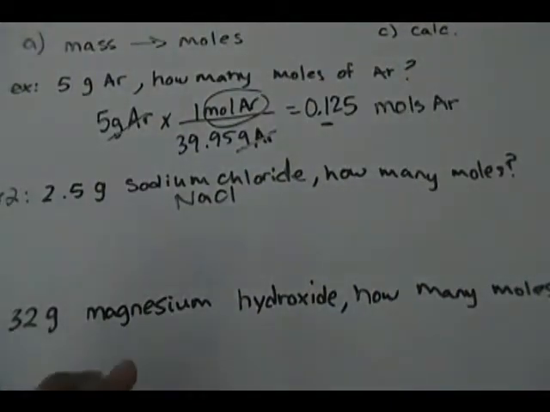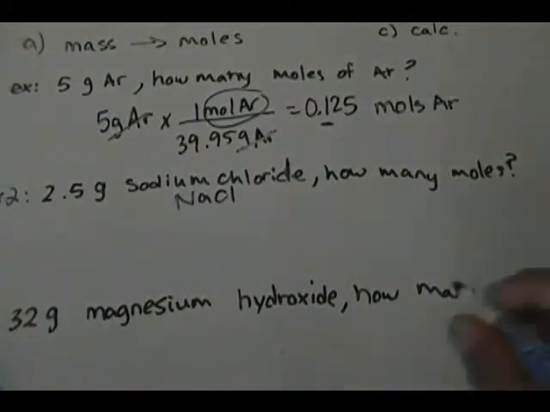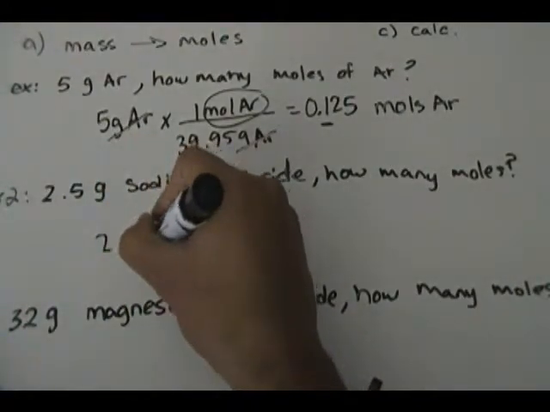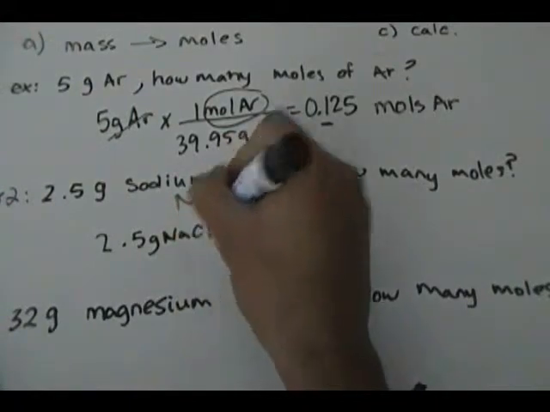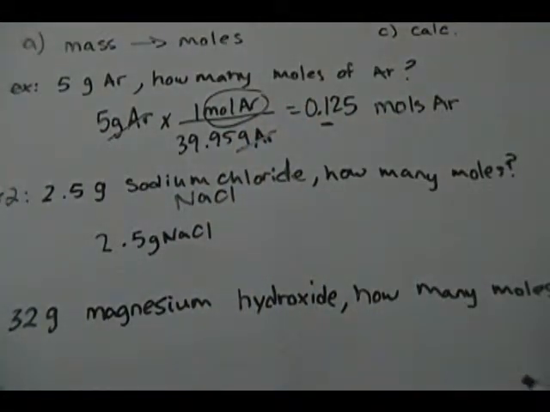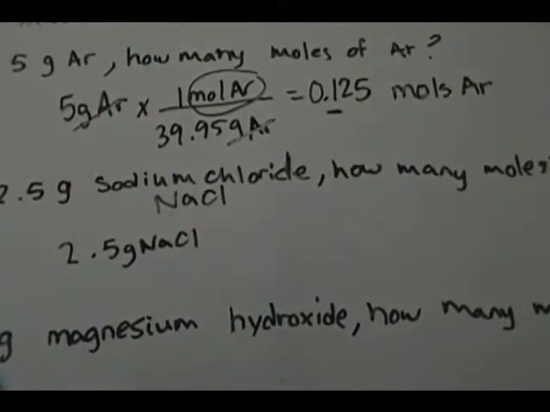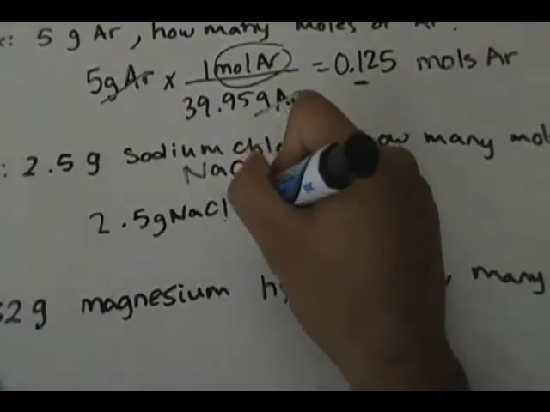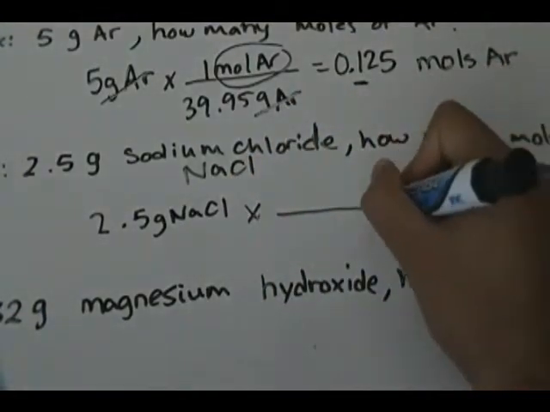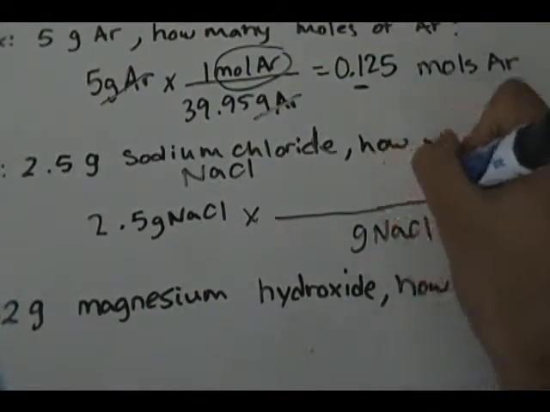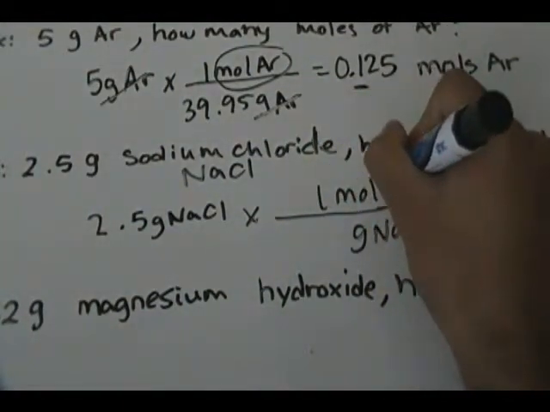Okay, and now that we have the chemical formula, which is extremely important when we're trying to do this calculation, now we can proceed with the calculation. So again, our given is the 2.5 grams, so we have 2.5 grams of NaCl, right? Let me zoom in just a little bit. And then we're going to multiply it by the inverted molar mass, so grams of NaCl over 1 mole of NaCl.